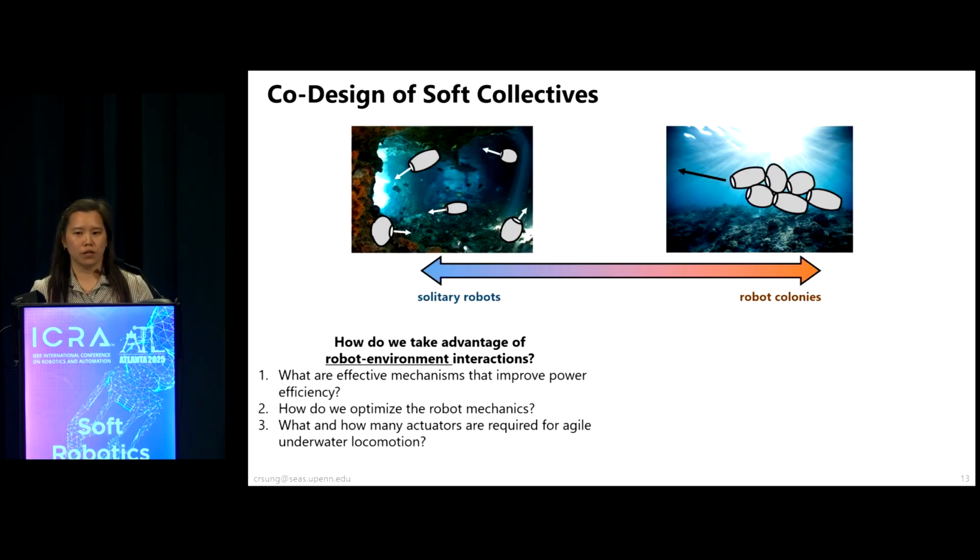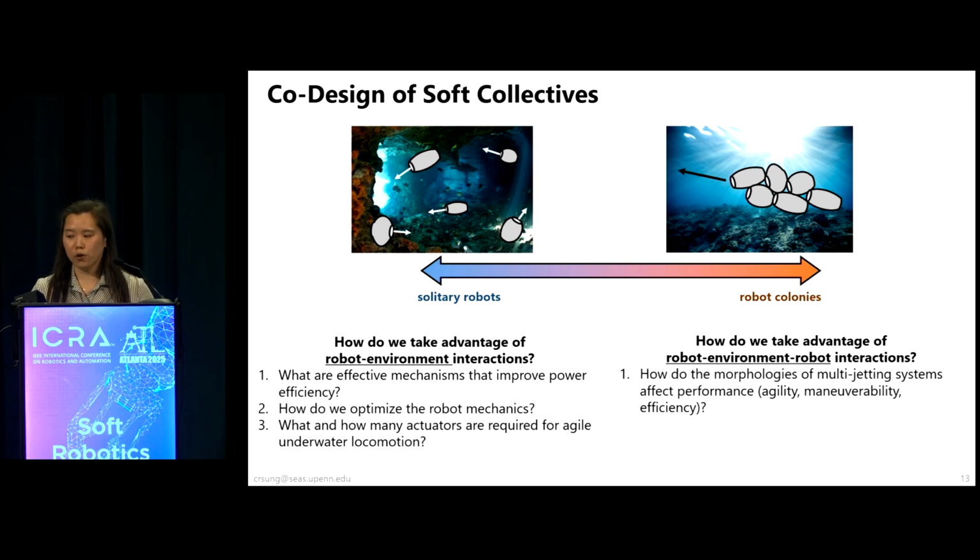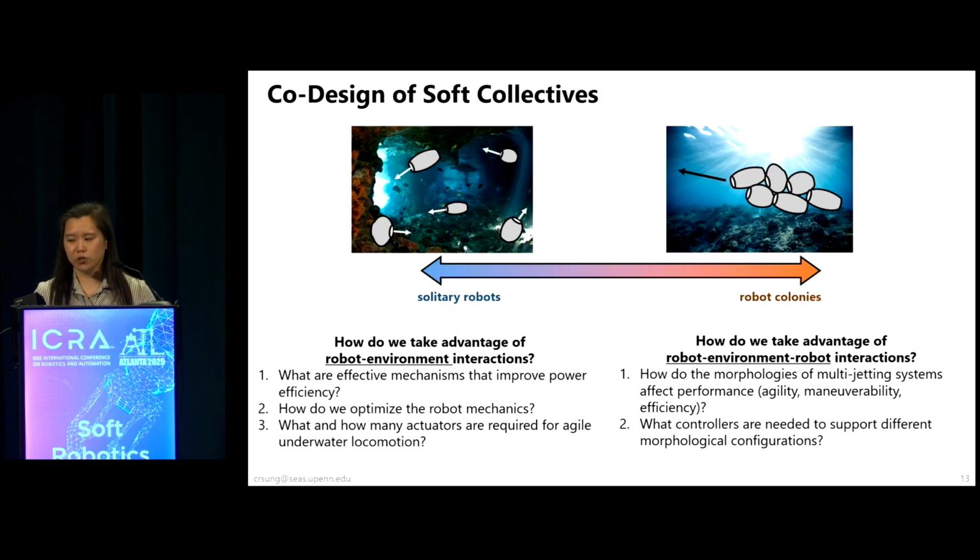But as we also start to think about many robots interacting with the environment and with each other, there are also really interesting questions about how we can manipulate the robot-environment-robot interaction. How do the morphologies of these jetting systems affect their potential for swimming locomotion? What controllers are needed to support these different morphological configurations, and what is the coupling between the physical arrangement and the controller? And to lead into the next talk after me, what are the sensing and communication requirements that are needed for these sorts of systems?